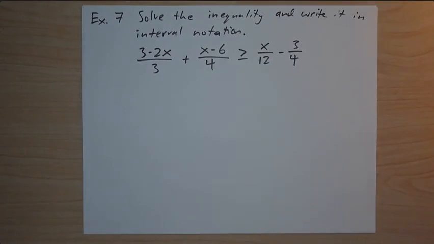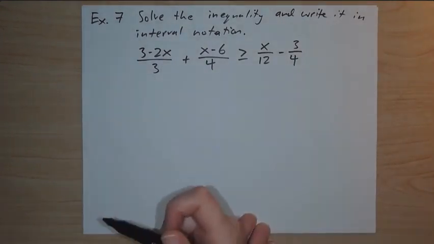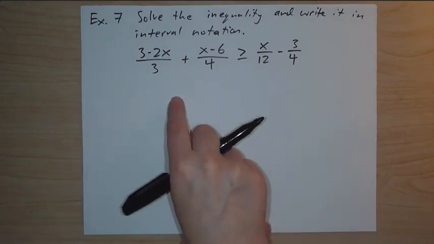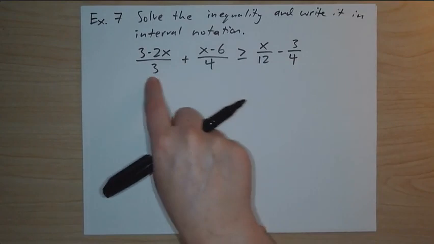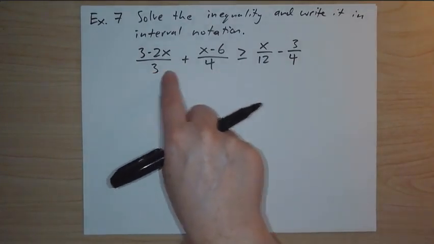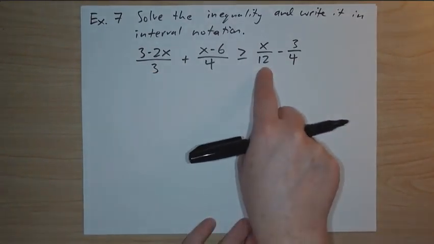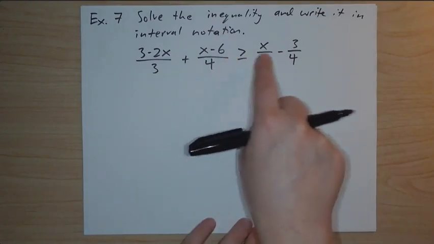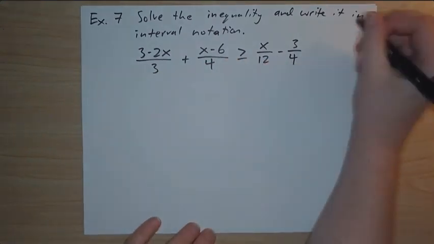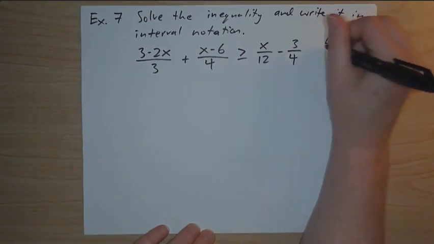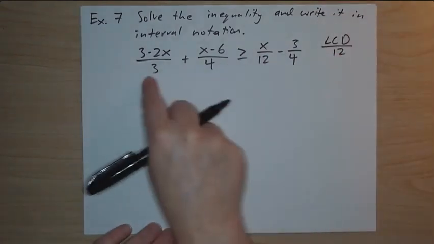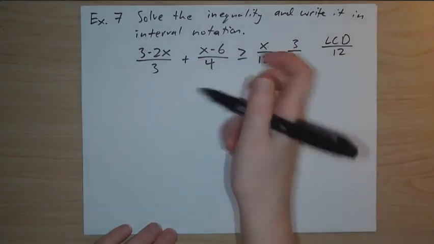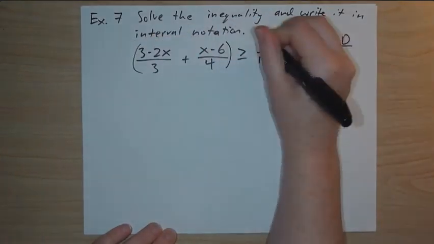So the first thing we're going to do is try to get rid of all these fractions because they're unpleasant. We have denominators of 3, 4, 12, and 4. We notice that 3 and 4 both go into 12. 3 goes into 12, 4 goes into 12, 12 goes into 12, and 4 goes into 12. So our LCD, our least common denominator, is 12. If we know our LCD, we can multiply each side by it to get rid of these fractions. So I'm going to do that.